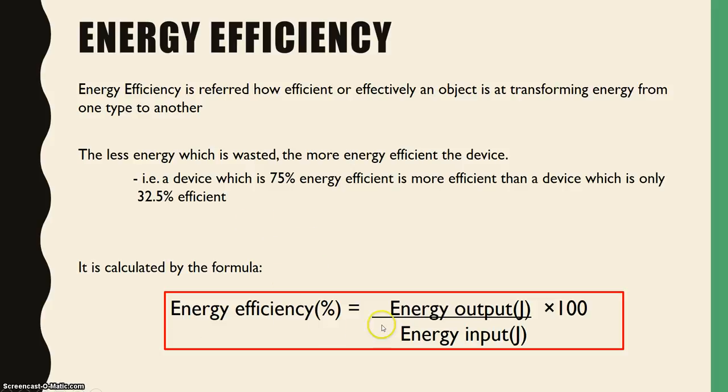It's calculated by the formula: energy efficiency in percentage equals the energy output in joules, capital J, divided by energy input, also in joules. And you multiply that whole number, the answer, by 100 to get it into a percentage.